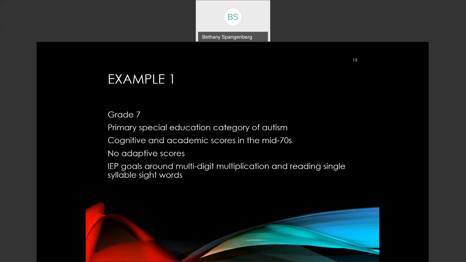Furthermore, IEP goals of multi-digit multiplication at grade 7 are not aligned to grade level standards. By grade 7, students should be using a calculator. Similarly, reading single-syllable sight words in grade 7 is not a grade level standard, and this foundational skill should be embedded in instruction.